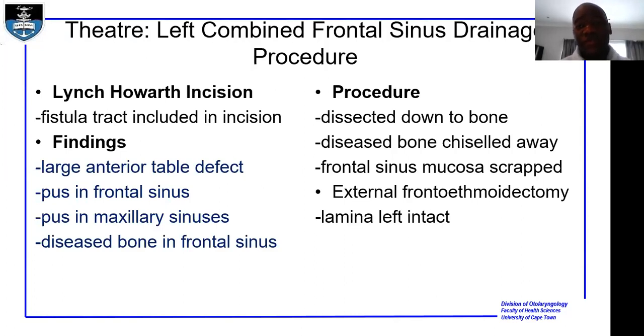So for the management of the patient, we prepared the patient and took the patient to theater for a left combined frontal sinus drainage procedure. We commenced with a Lynch-Howarth incision and included the fistula tract in the incision. Our findings were a large anterior table defect as per CT scan, and there was pus in the frontal sinus. There was pus in both maxillary sinuses, and there was diseased bone in the left frontal sinus. So the procedure is we dissected down to the bone and chiseled the diseased bone away. We scraped off the frontal sinus mucosa and did an external frontal ethmoidectomy and left the lamina intact.